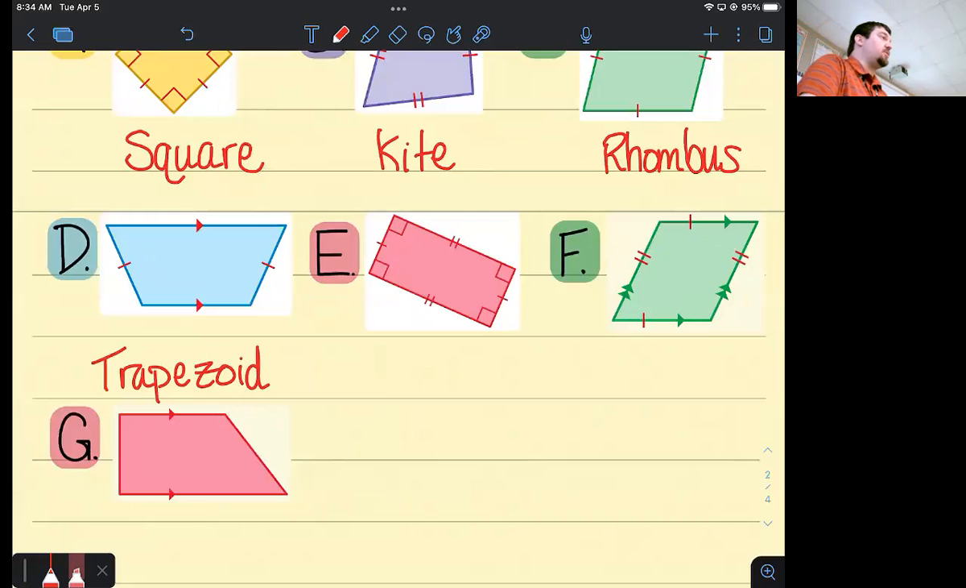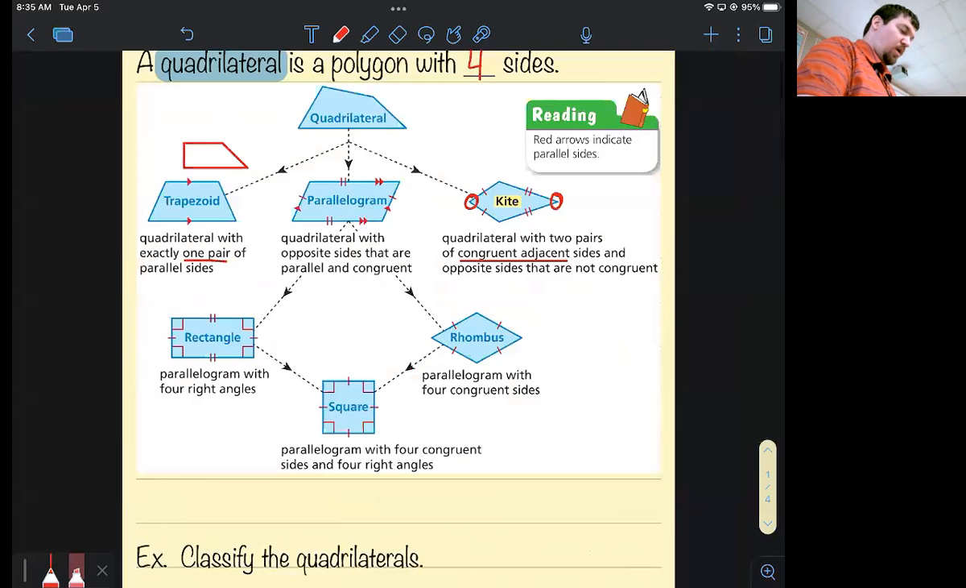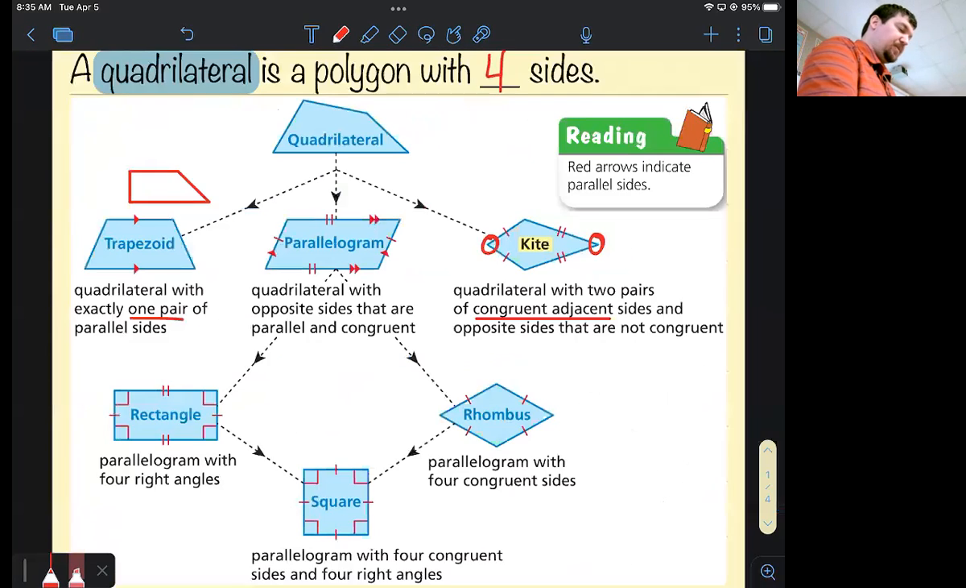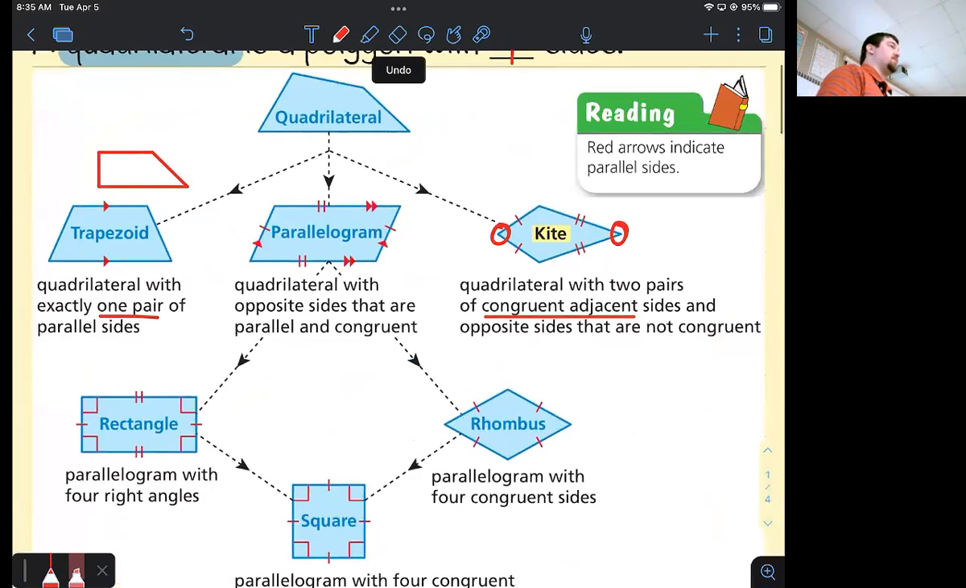Now you'll notice they also tell you that these 2 opposite sides over here are congruent to each other. That's not necessarily always going to be true on a trapezoid. It's true on this one, but you'll definitely notice there's only 1 set of parallel sides, and there was only 1 kind of shape up here that had exactly 1 pair of parallel sides.